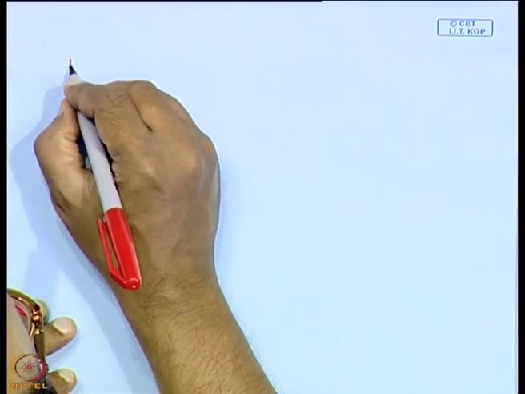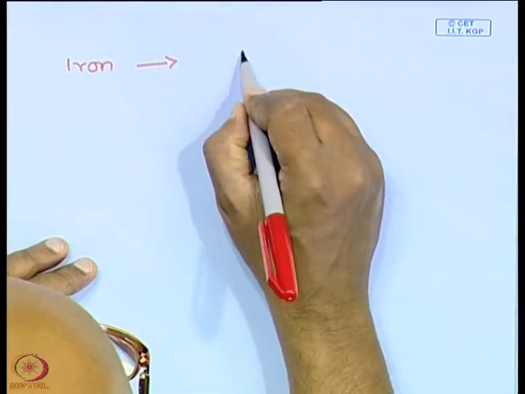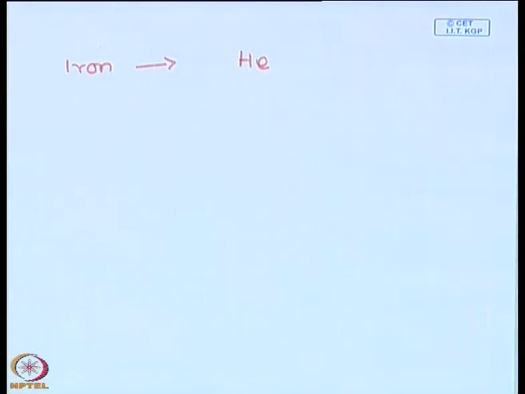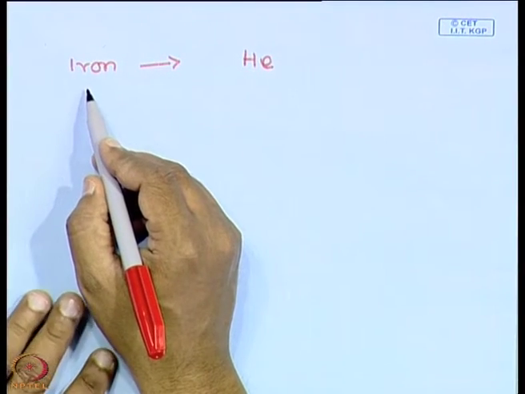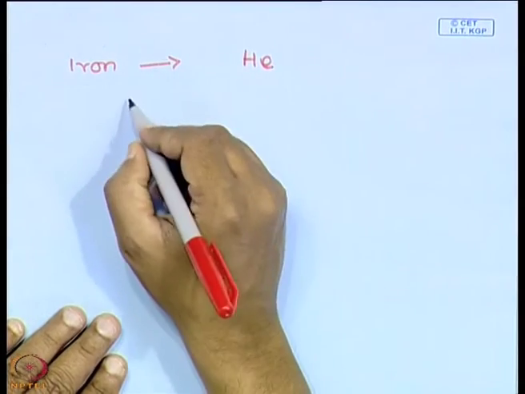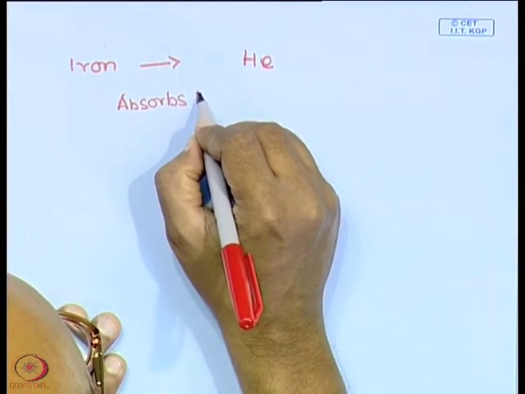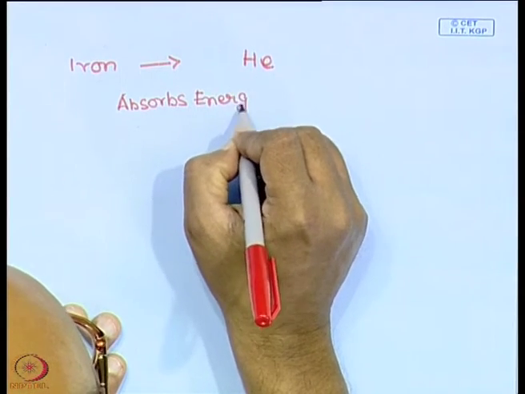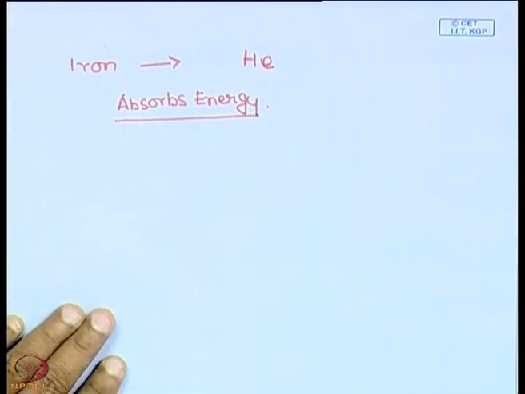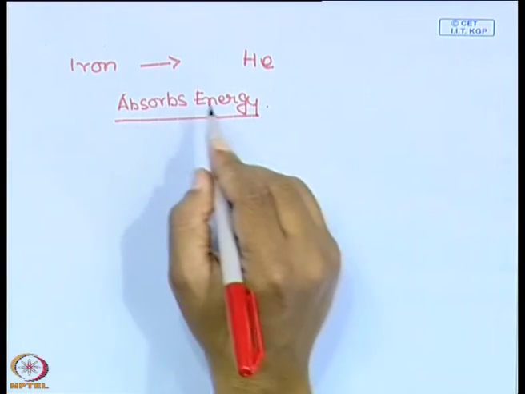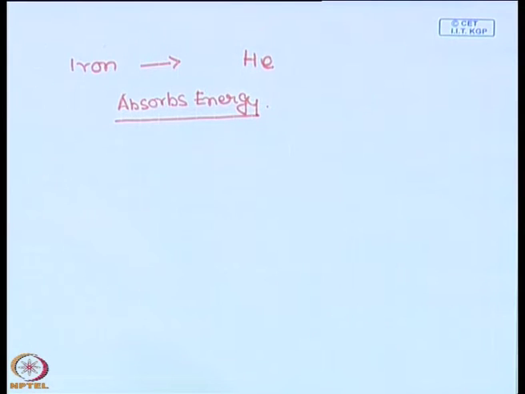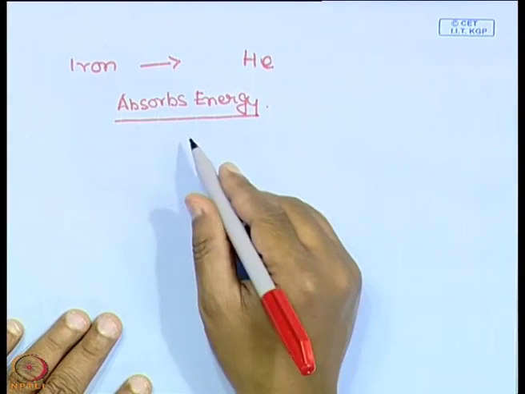the iron again breaks up into helium, and in the process it absorbs energy. This is an endothermic reaction. Iron is the most stable nuclei, I have already told you that. So, in the process it absorbs energy. Despite all of this, the inner part gets tremendously heated and it radiates, and there are also neutrinos.